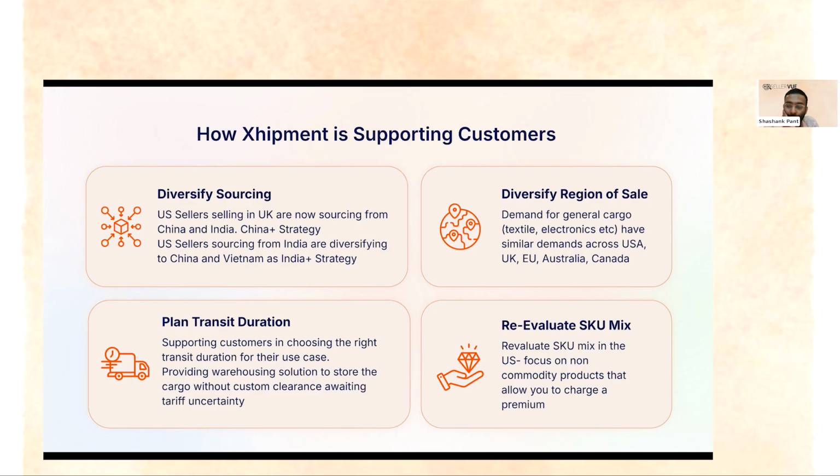The fourth point that I'd want to specifically talk about is diversification. A lot of sellers have typically been focused on a particular region, which is the US. But as we see, sellers are now moving across multiple geographies, especially UK, Europe, Australia, Canada, as an active strategy, not just an afterthought.